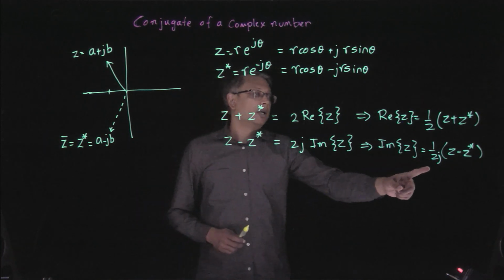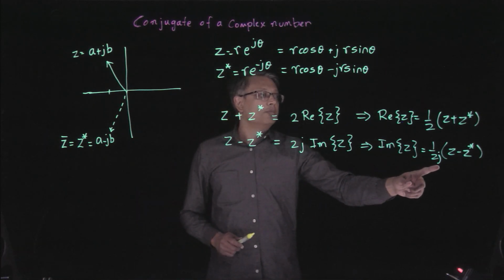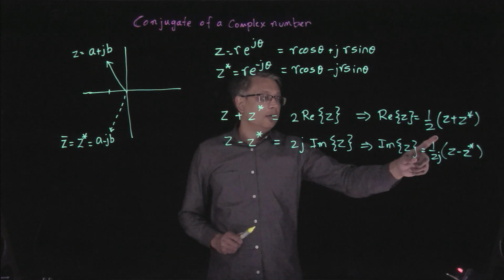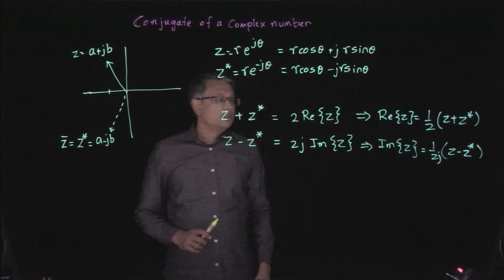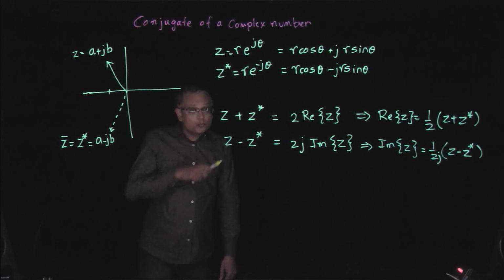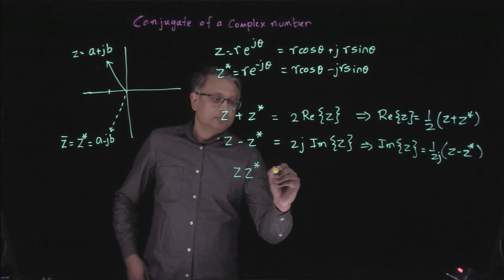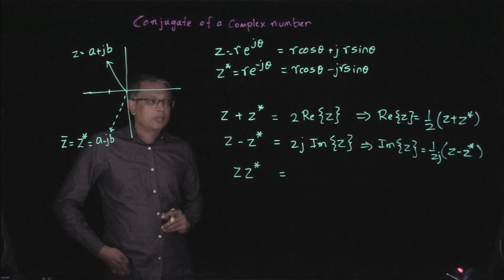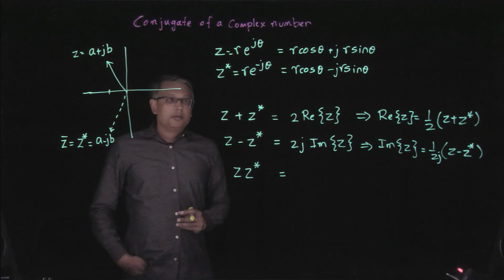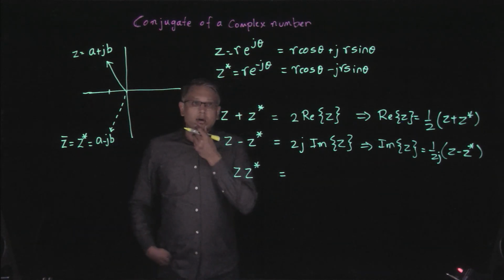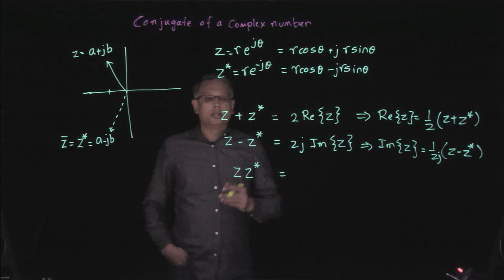And in fact, this is important. I've seen a lot of people make mistakes by not putting the j in the denominator. So it's 1/2j times z minus z conjugate. What about z times z conjugate? I'll give you a minute to think about that, if you want to pause the video and think about that.